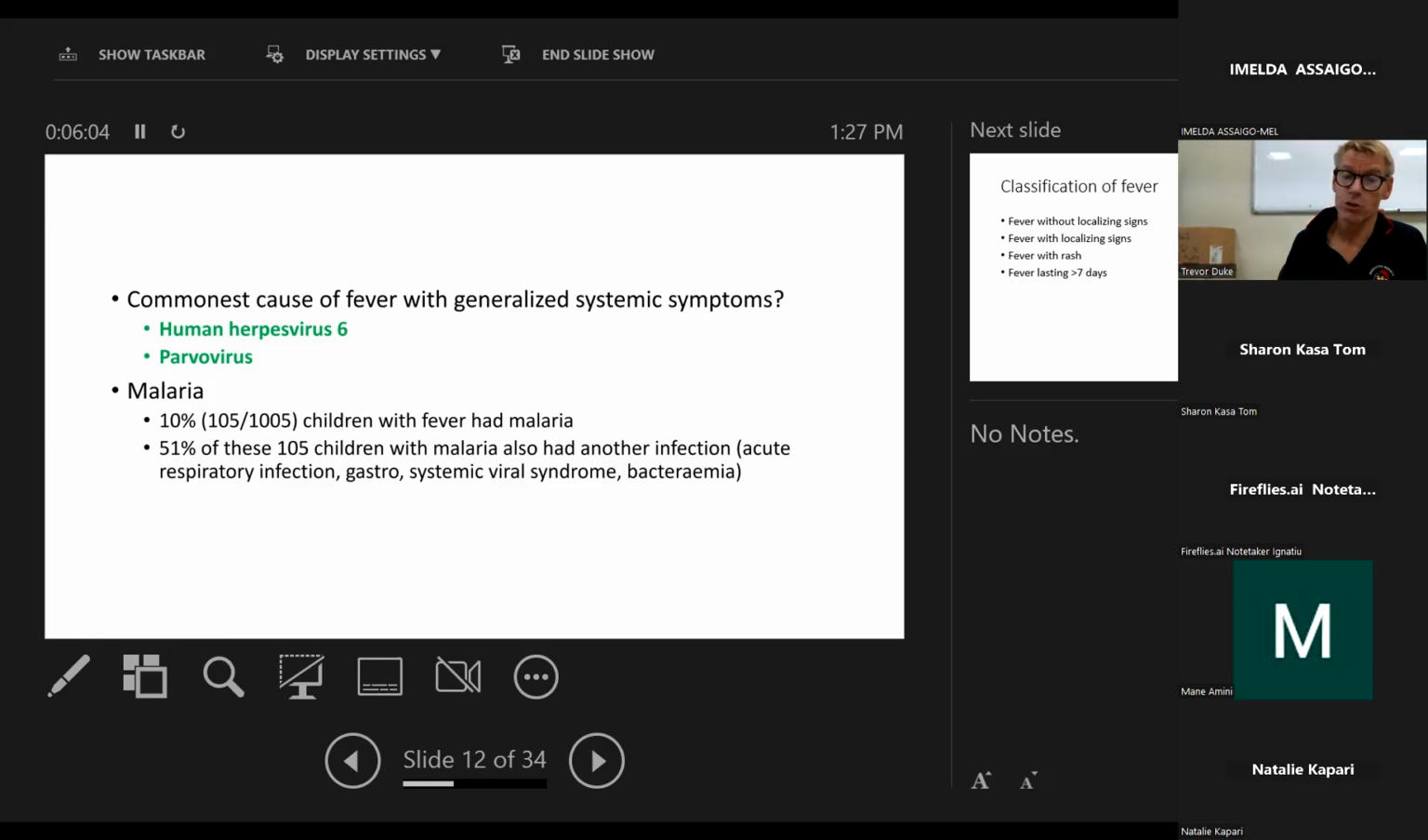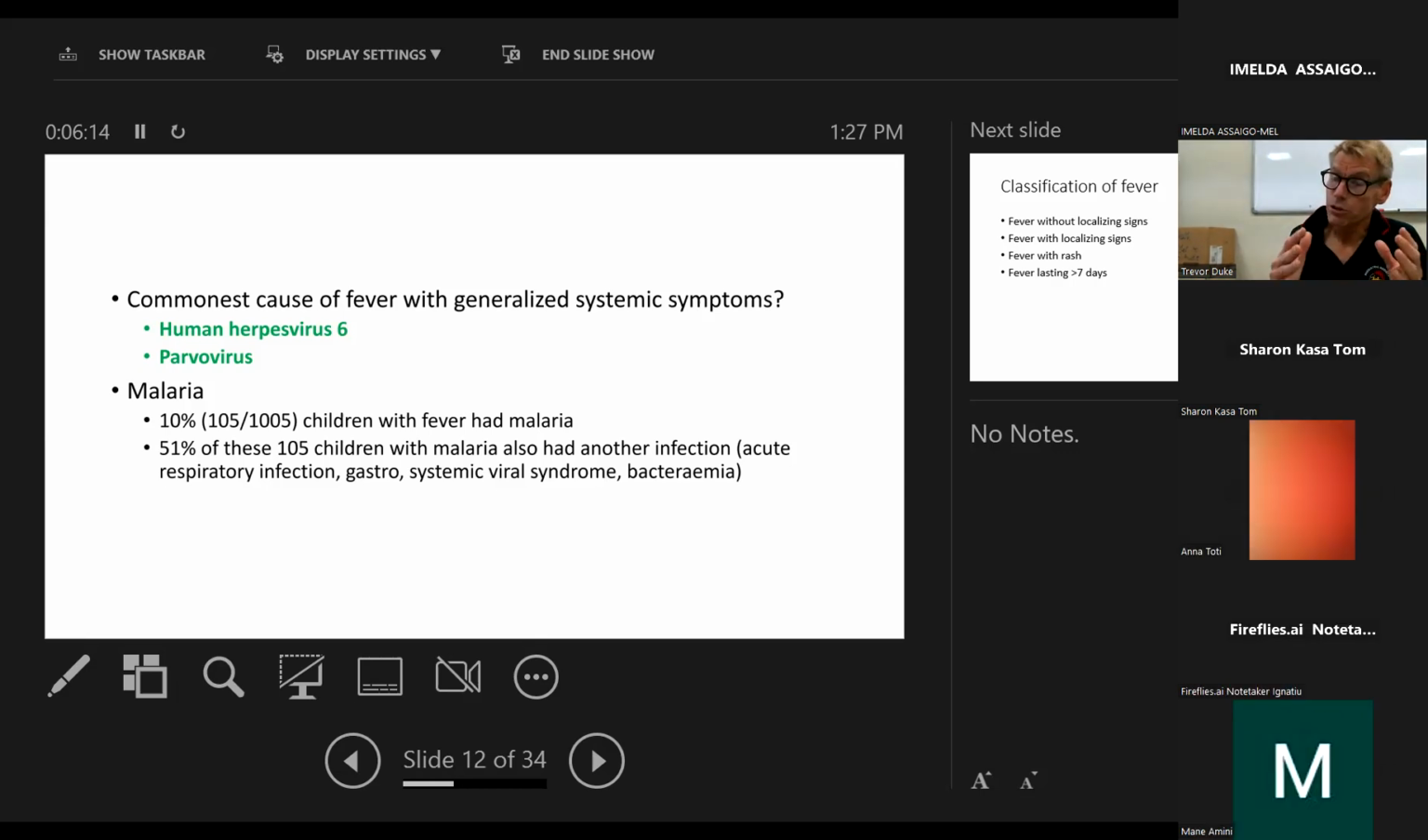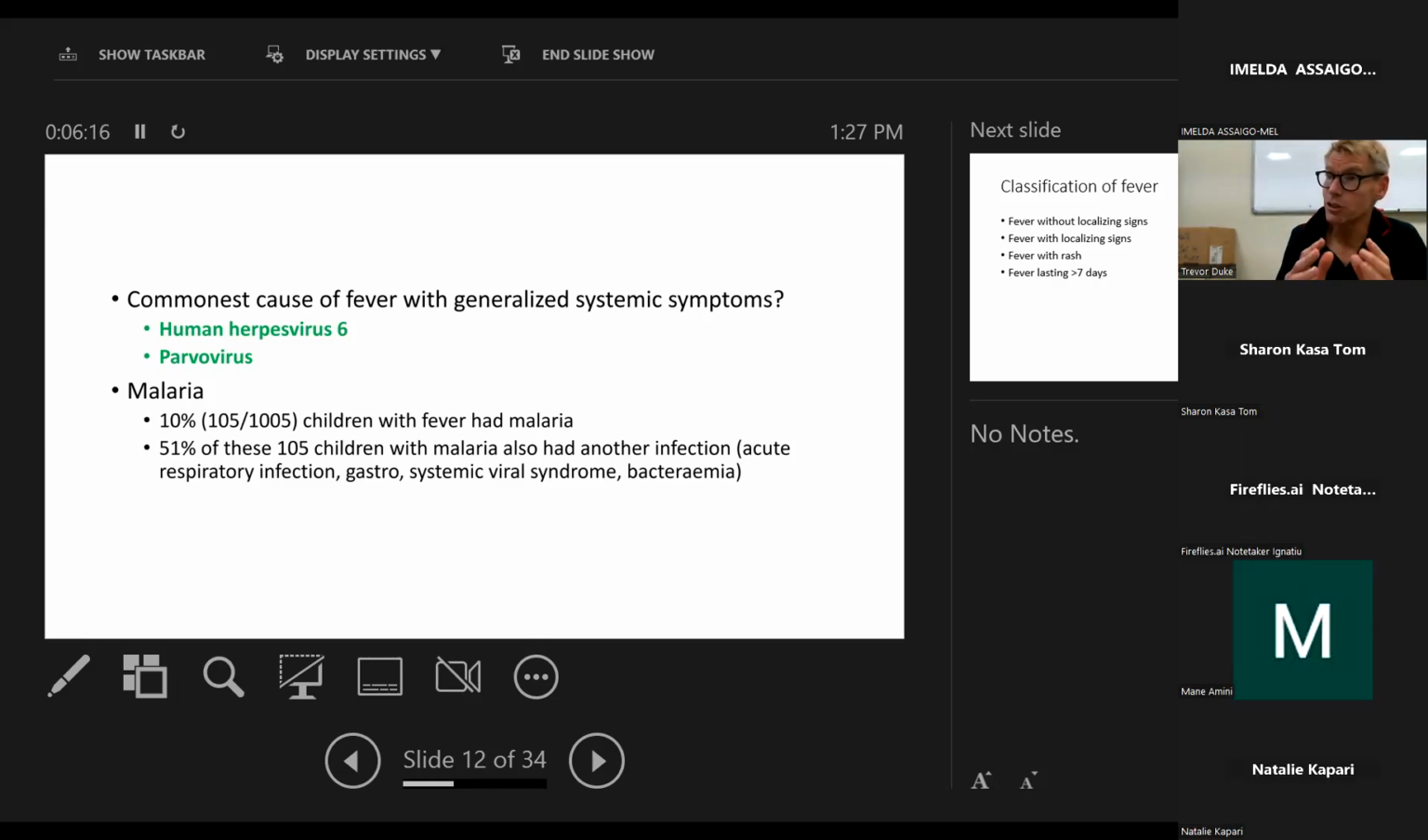But half of those children also had another infection. They had malaria, but they also had a virus, or gastro, or bacteremia as well. So the point being, it's not as simple as what we might have thought. Often in kids with malaria, half of them will have something else as well. So we need to be aware of that.